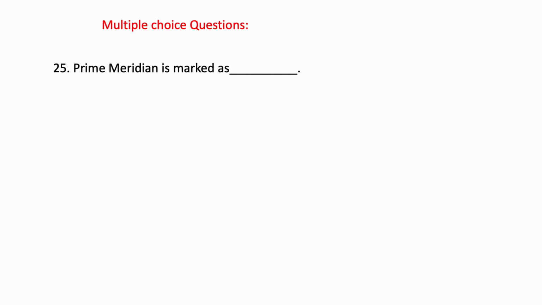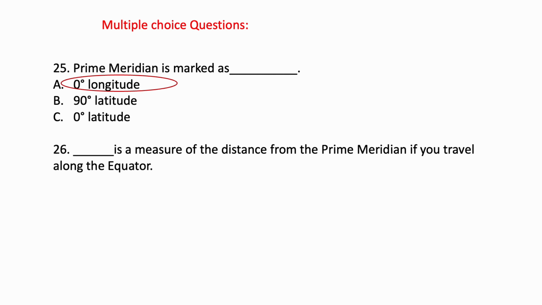Prime meridian is marked as option A, 0 degree longitude. Option B, 90 degree latitude. Option D, 0 degree latitude. Which is the correct answer? Option A, 0 degree longitude. Prime meridian is marked as 0 degree longitude. Equator is 0 degree latitude.